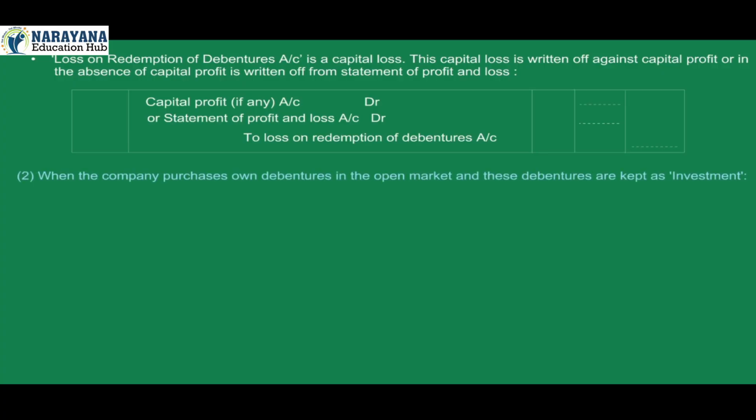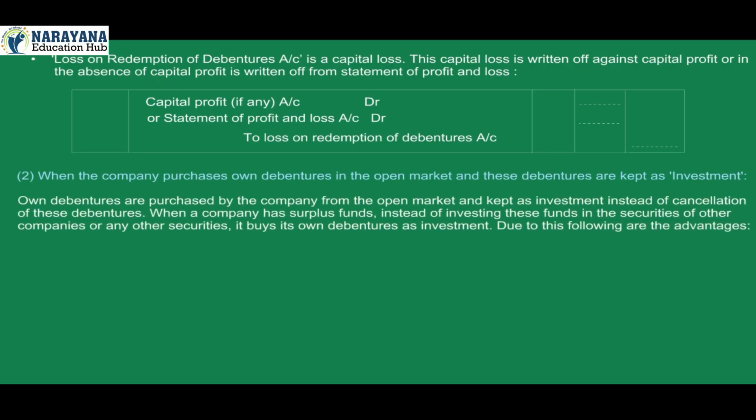2. When the company purchases own debentures in the open market and these debentures are kept as investment. Own debentures are purchased by the company from the open market and kept as investment instead of cancellation of these debentures.